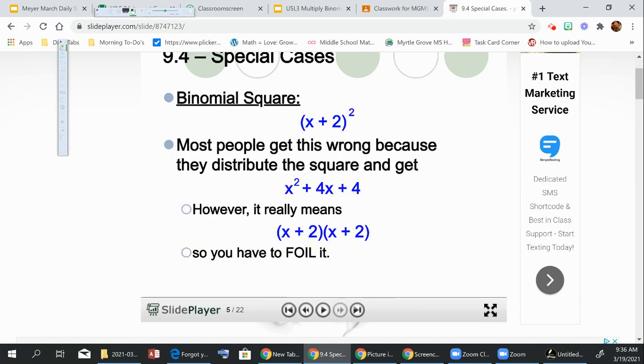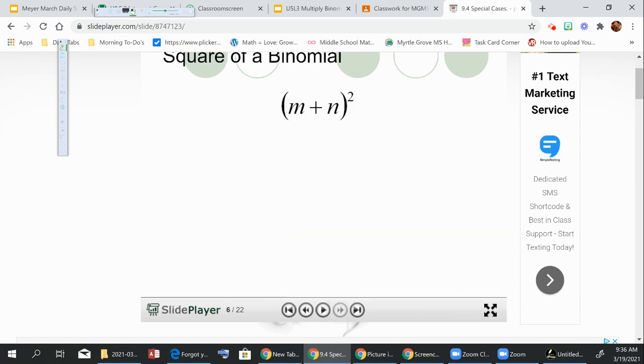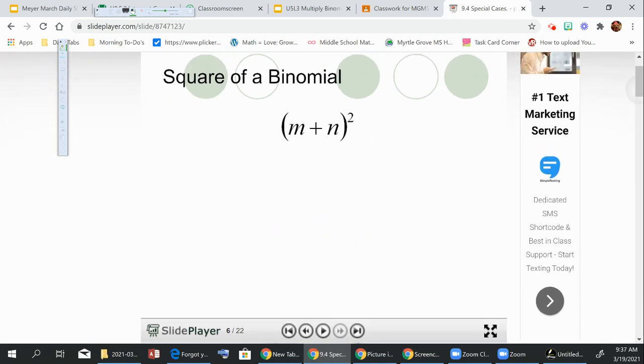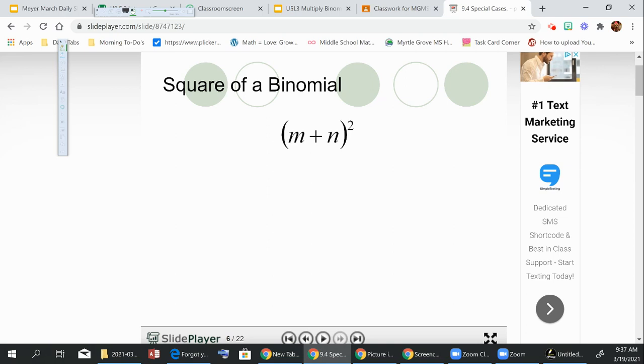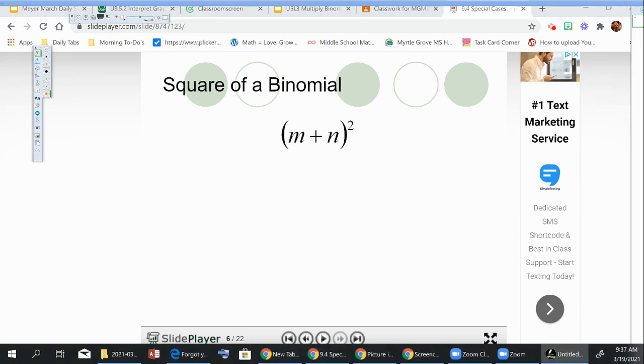All right, so I'm going to just jump to examples. So here's my first example for you, and it is m plus n, the quantity squared, right? It has no numbers, but that's okay. It's just kind of the general rule. So the first thing you're going to want to do is you know that means you have m plus n times the quantity m plus n, right? Because whenever you square a quantity, that means that times itself.